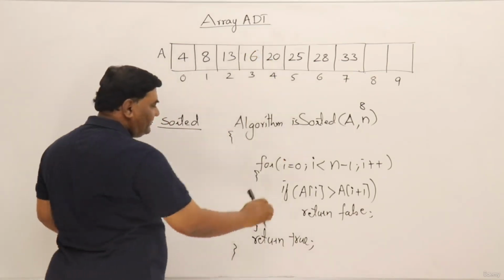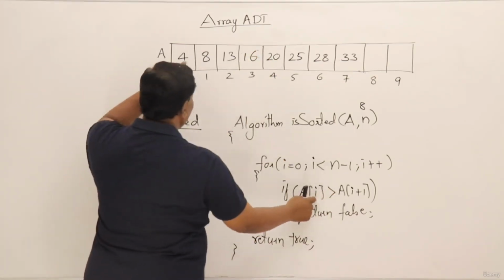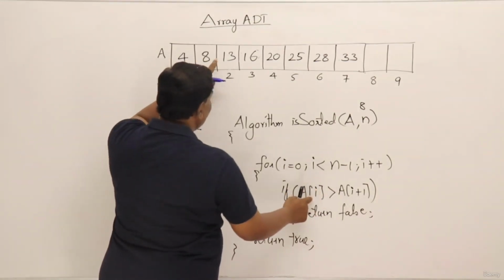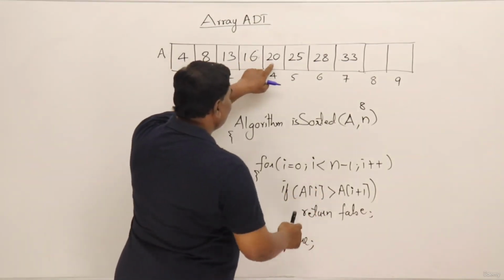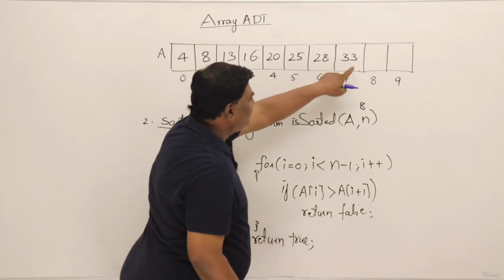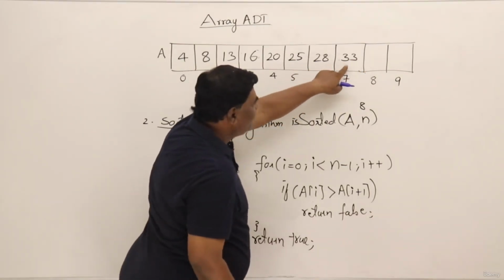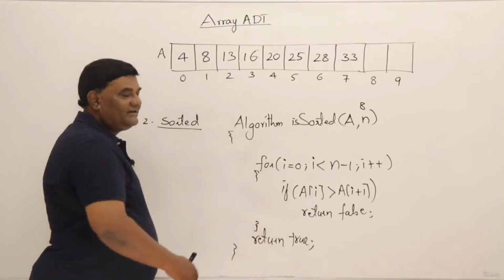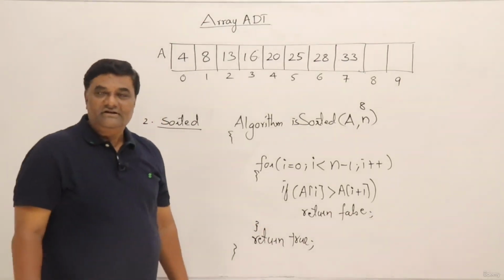Now it is completely sorted. So it will check this one with this one, right? This is not greater, then this is not greater than this one. This is not greater than this one. This is not greater than this one. This is not greater than, not greater than. So till here it will check not greater. So here it will stop, come out of the loop and say true. So your list is already sorted.